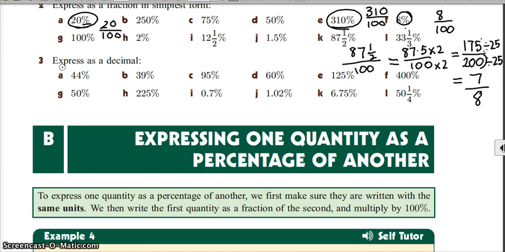Express as a decimal. How would we go about this question, Will? Divide by 100. Okay, good. Straight away, you see that there's a number followed by a percentage sign. So it must be divide by 100. 44 divide 100. Is it finished yet? Express as a decimal. That doesn't look like a decimal to me. So what would we have to do there, Luke?